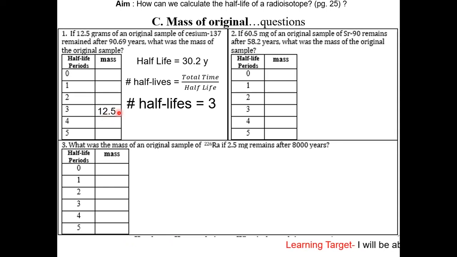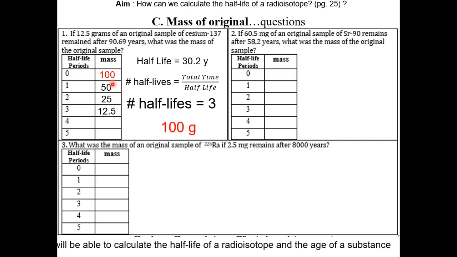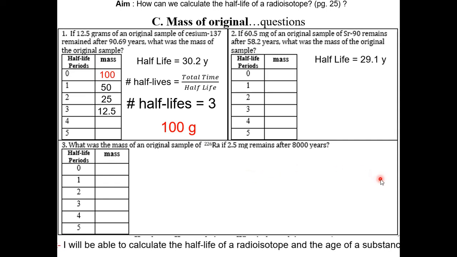To figure out the original mass, we're going to work backwards by multiplying by 2. So at the second half-life, there will be 25 grams. At the first half-life, there was 50 grams, and the original mass was 100 grams. So the answer is 100 grams. Try to do questions 2 and 3 of scenario C on your own. Resume the video once you complete it. Here are the answers.